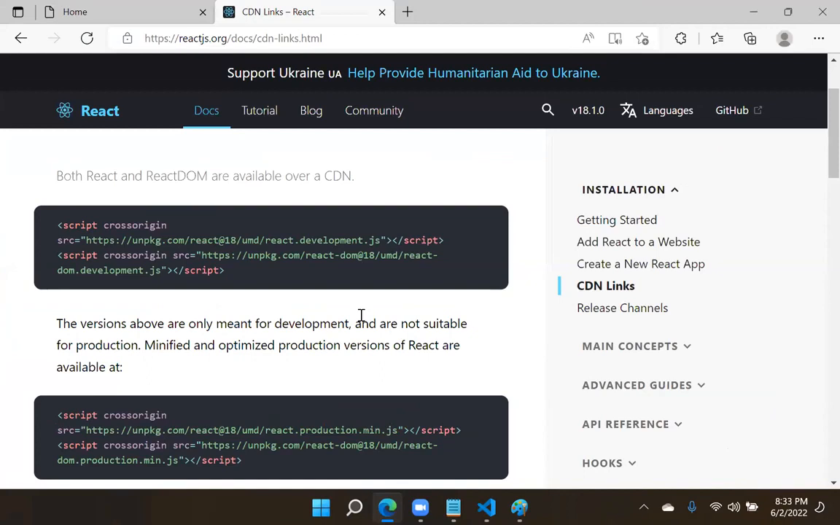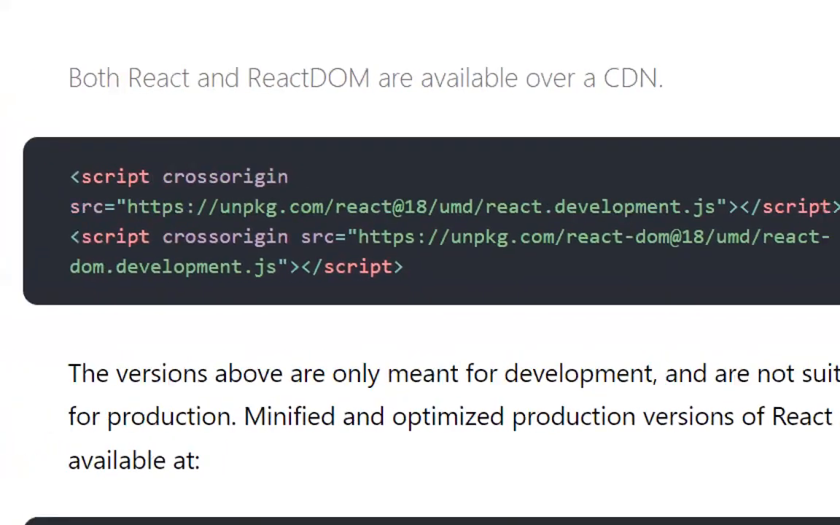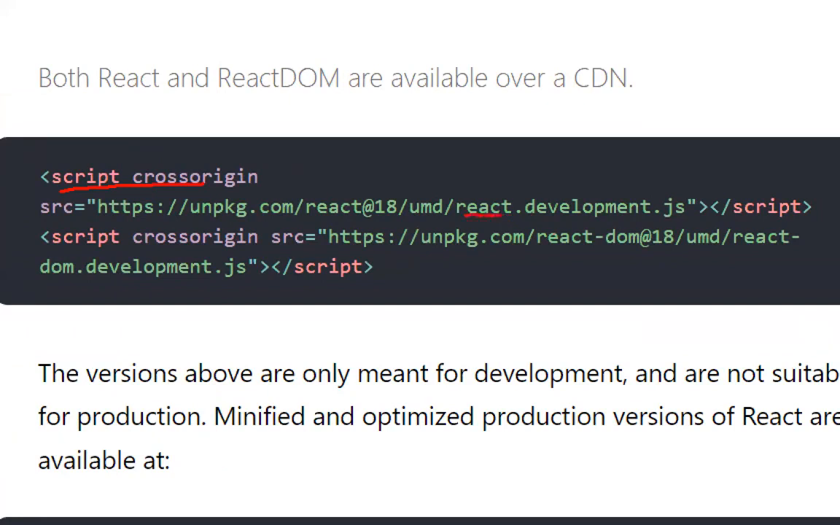Why can we not use the production files in development? You know those, right? Because these are minified files. They cannot track the issues correctly and show the issues. So better use uncompressed files. So see, two libraries they are giving here. One script is React, another one is React DOM. React and React DOM, those two libraries are here.